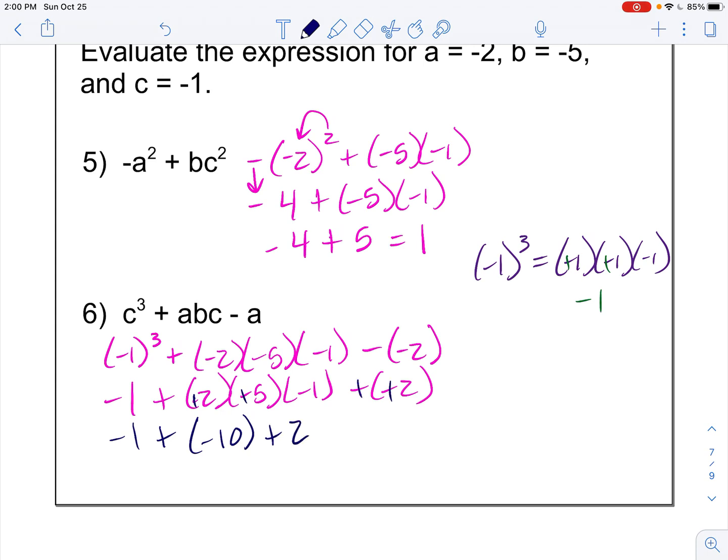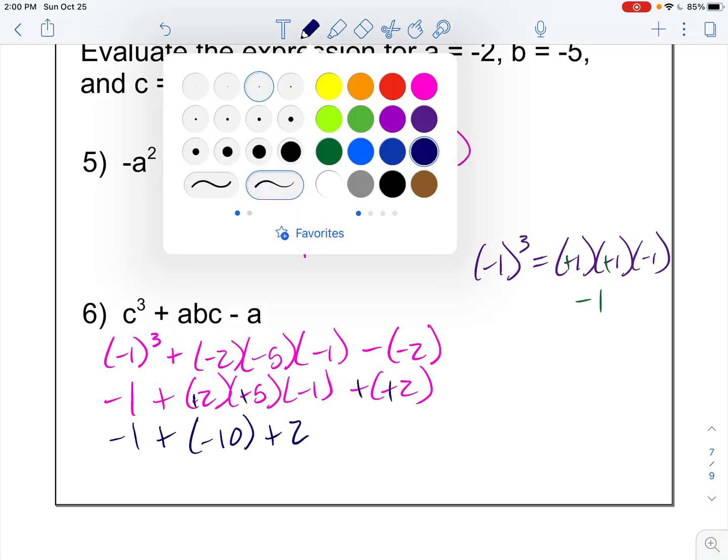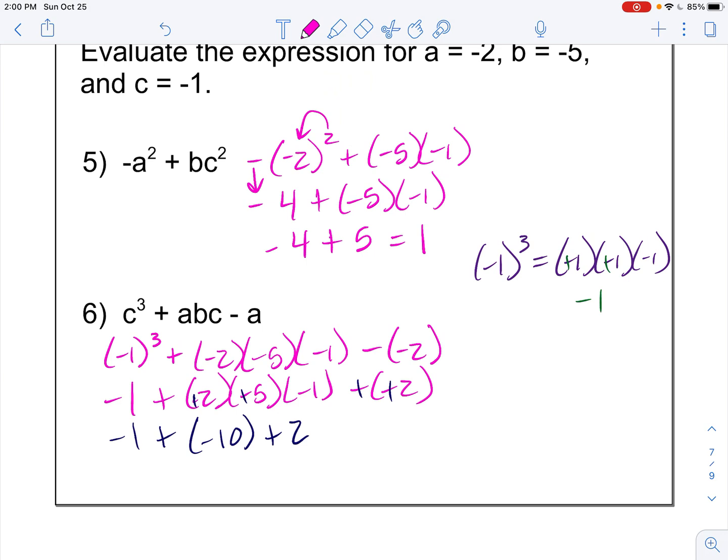So that's a +2. Here's that weird thing that I've talked about a couple of times. You don't want to have 2 signs in front of your number. So I have a -1 plus a -10. Well, what's more powerful, the positive or the negative? It is the negative. So I really have -1 minus 10. So I'm at -1. I move to the left 10 spots. I'm at -11. I come back to the right 2 spots. I'm at -9.